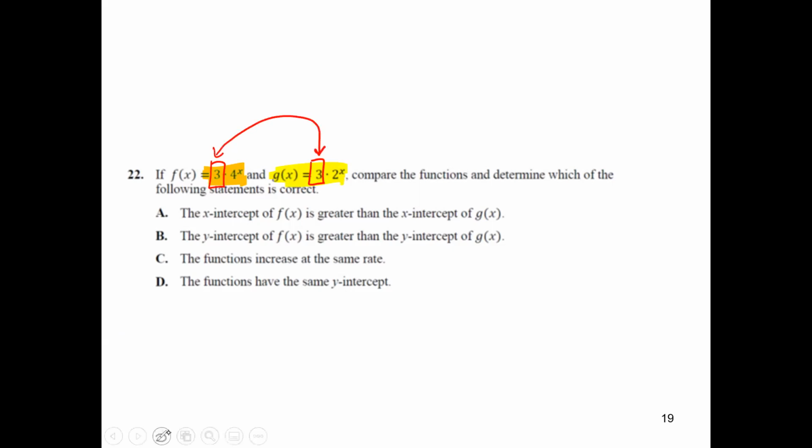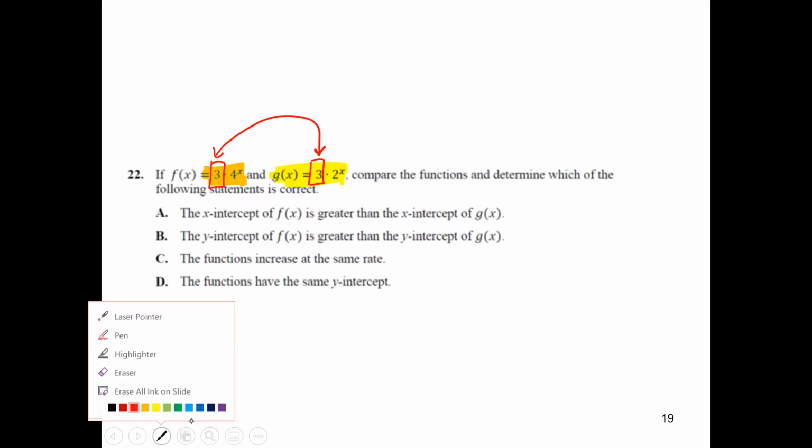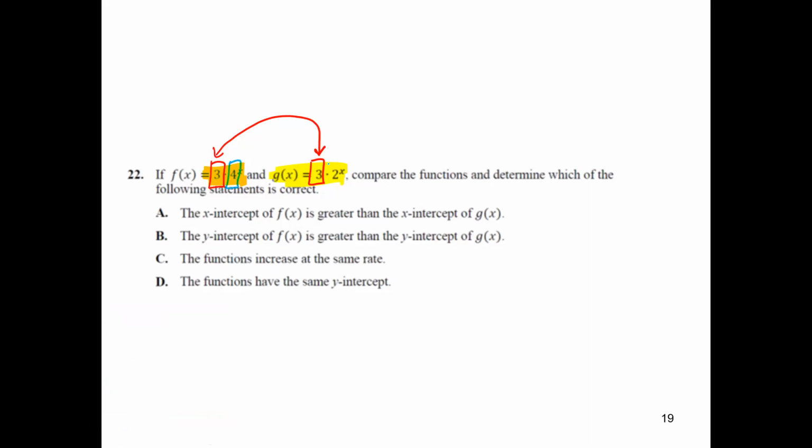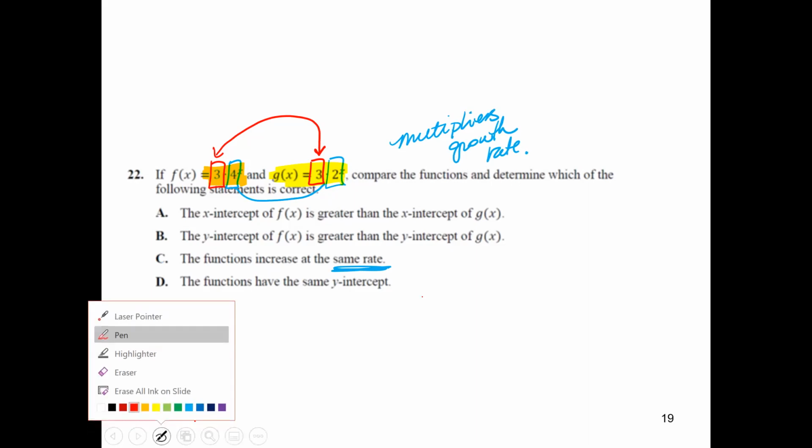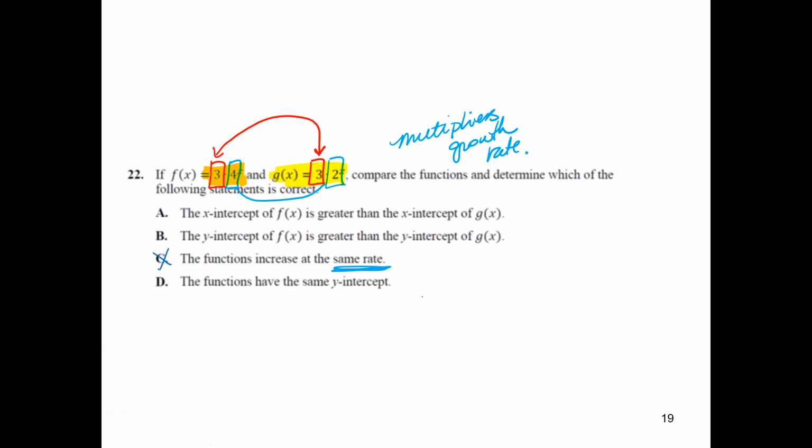Okay. Now the number that's different is, let me move that out of the way. The number that's different is going to be the 4 and the 2, okay? Those numbers are different, and what they're called are multipliers. And they're the growth rate, okay? But what I'm looking for are the 3. Those 3 have the same numbers. So C says the function increases at the same rate. Well, guess what? They don't increase at the same rate because one increases at 4, the other one increases at 2. So you know C is not the correct answer.